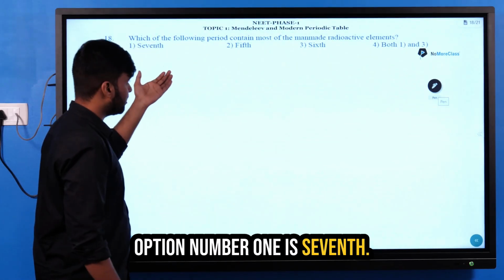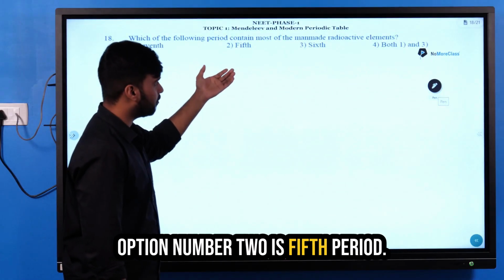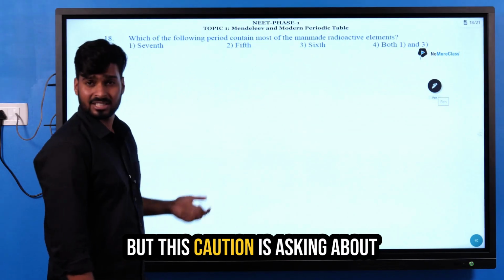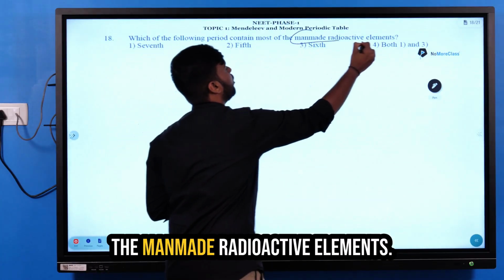Option number 1 is 7th period. Option number 2 is 5th period. Option number 3 is 6th period. And option number 4 is both 1 and 3. But this question is asking about the man-made radioactive elements.